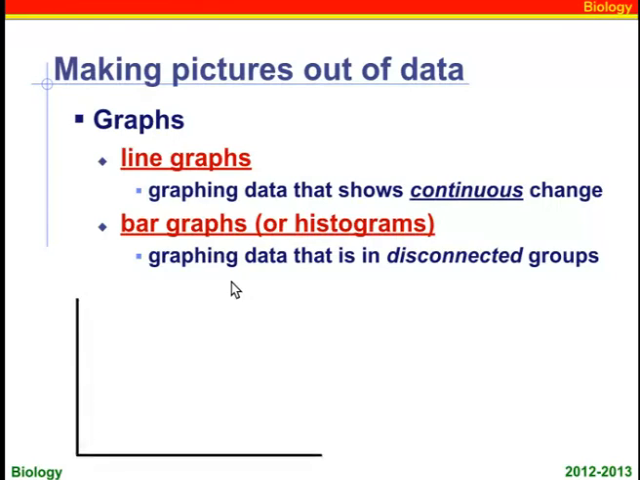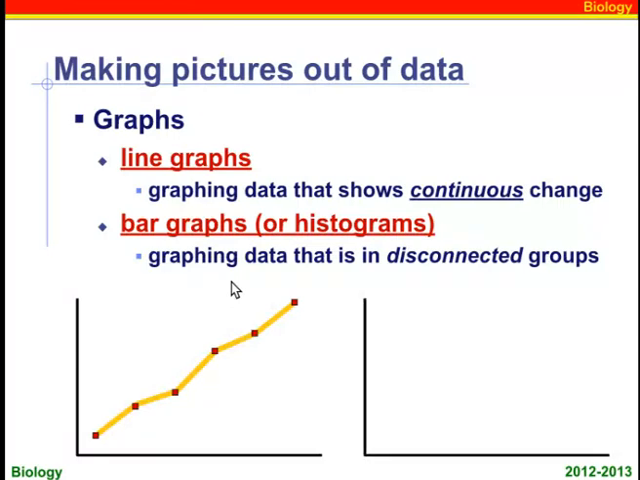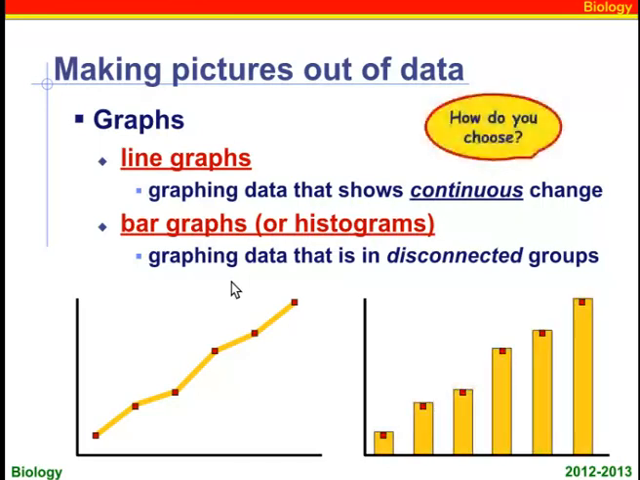Okay? So, if we're looking at data over time that's showing continuous change, we make a line graph. All right. If we're looking at data that is in disconnected groups, we may have similar plots on our graph or similar points, but we're going to represent it in a slightly different way. We're going to represent it as bars.